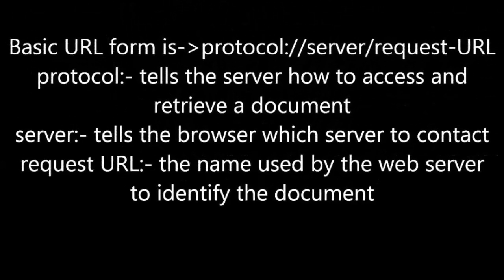Now, when we enter a link on the web browser, a series of steps is followed. First step is parsing the URL. Now, the basic URL form in parsing is as shown on the screen. Its components are protocol, which tells the server how to access and retrieve a document; server, which tells the browser which server to contact; and request URL, which is the name used by the web server to identify the document.